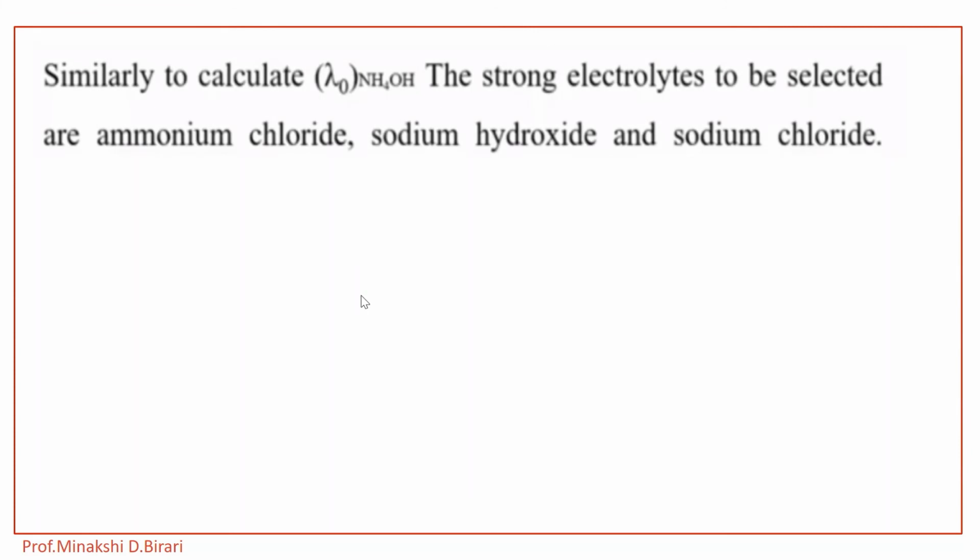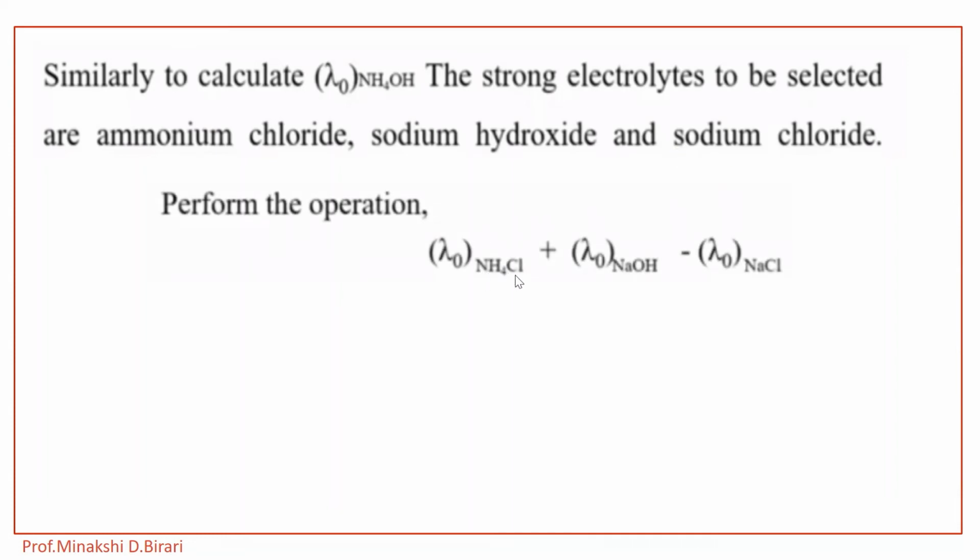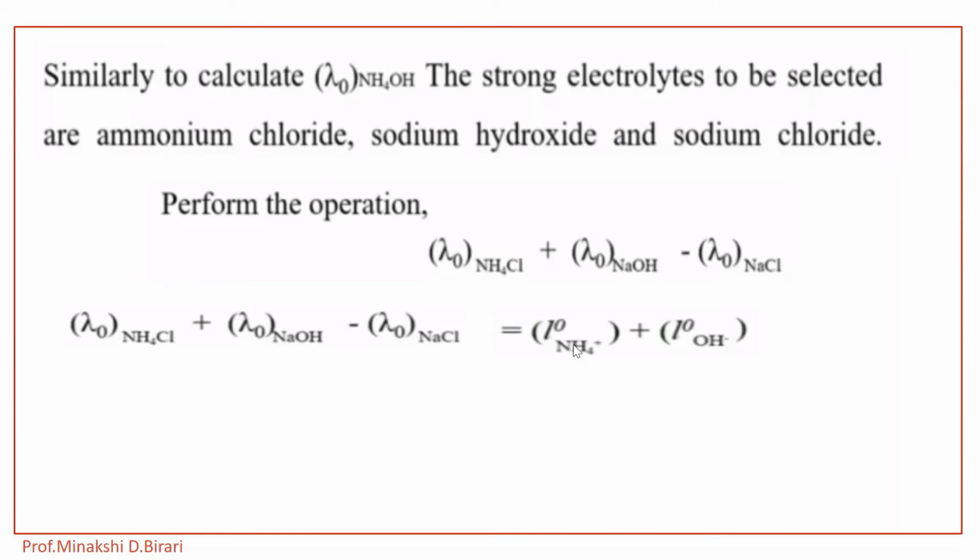Similarly, to calculate lambda 0 of NH4OH, the strong electrolytes to be selected are ammonium chloride, sodium hydroxide and sodium chloride. Perform the operation lambda 0 of NH4Cl plus lambda 0 of NaOH minus lambda 0 of NaCl. So by using, again we get lambda 0 of NH4 plus lambda 0 of OH minus. That means lambda 0 of NH4OH.